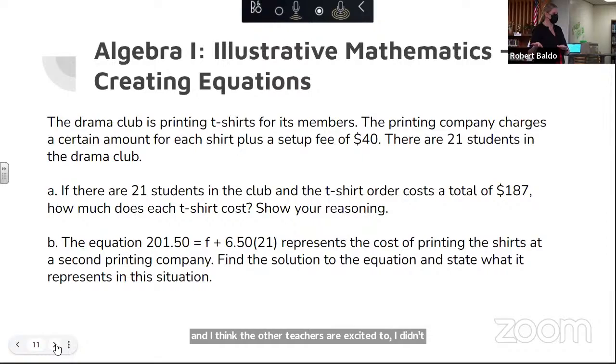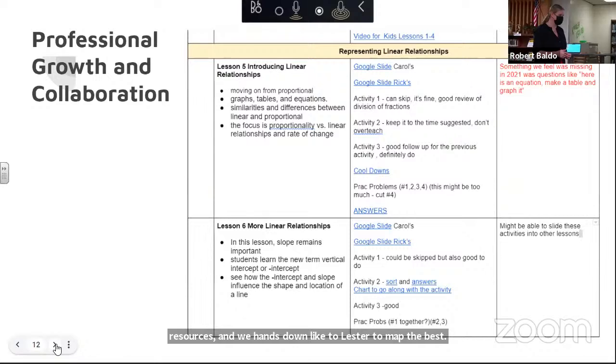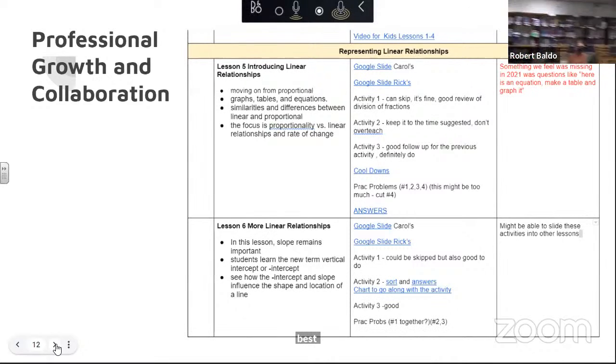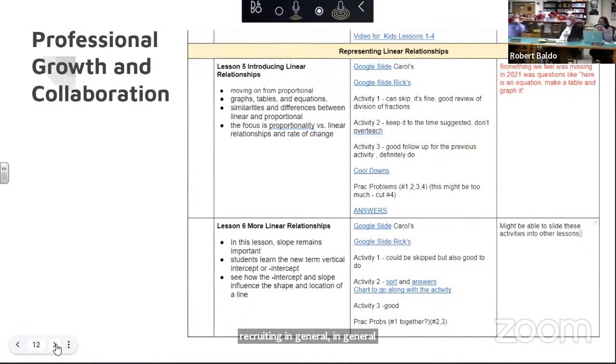We didn't talk about this as part of tonight's meeting, but I just wanted you to know that we looked at some traditional textbooks and some other open resources, and we hands down liked Illustrative Math the best. Any questions? Do the faculty, math faculty in general, share your enthusiasm?